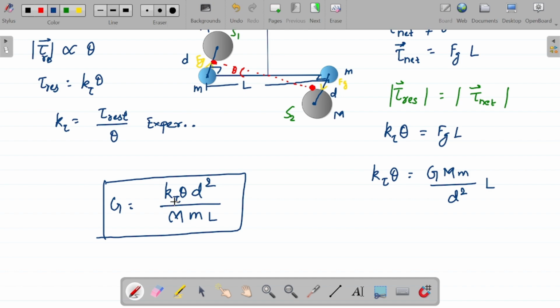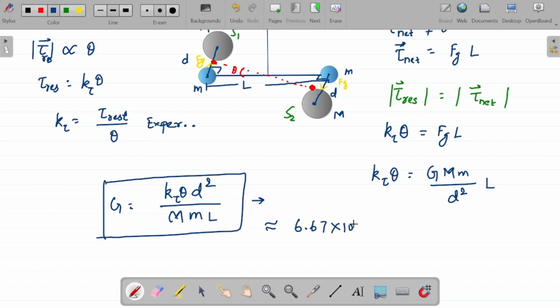We have the restoring torque per unit angle of twist, and then in this particular case the angle of twist, and the distance we can measure, and the masses we have, and the length of this rod. So by putting all these things, one can arrive at the value of G, and this is what Cavendish has already done. The value was close to 6.67.